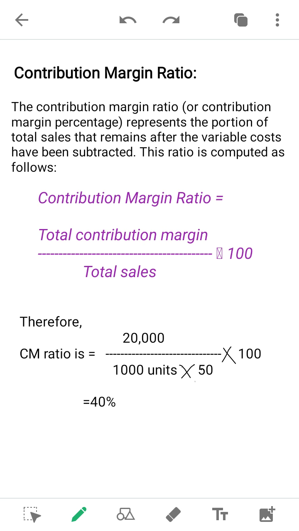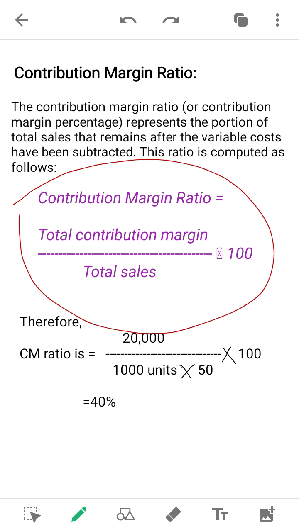Contribution margin ratio. The contribution margin ratio or contribution margin percentage, you can say PV ratio. The contribution margin ratio represents the proportion of total sales that remains after the variable costs have been subtracted. This ratio is computed as follows. Contribution margin ratio, this is the rule. Contribution margin ratio is equal to total contribution by total sales into 100.